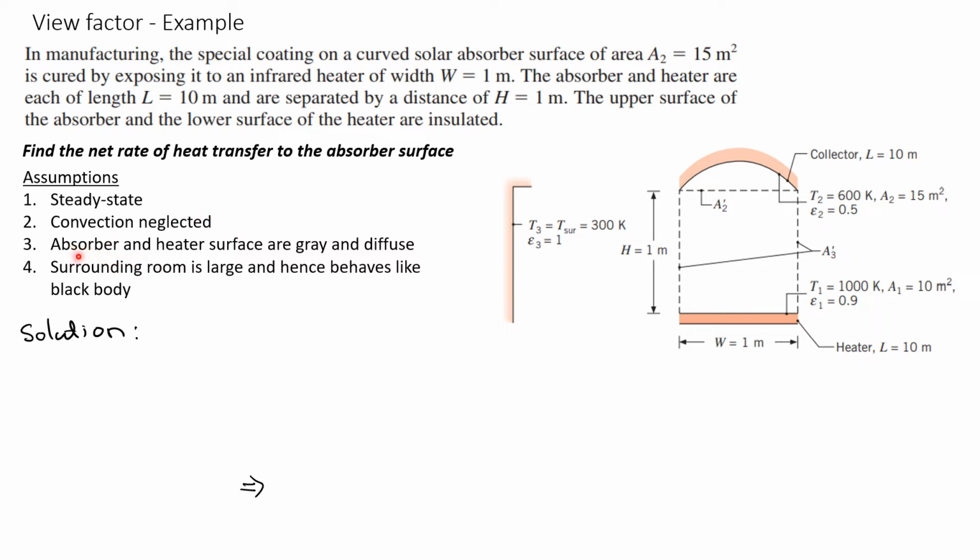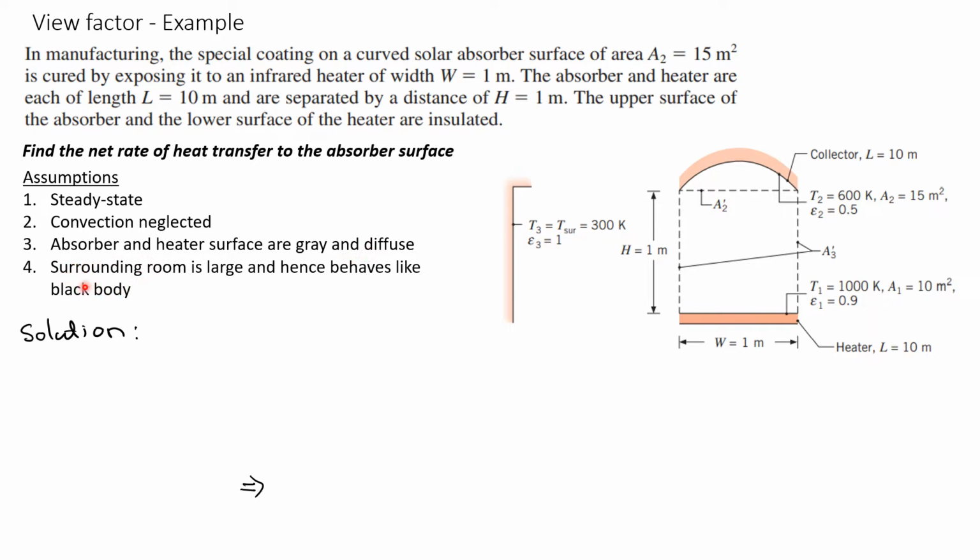We are assuming that the heater and the absorber surfaces are gray and diffuse. Gray surface means that your alpha will be equal to epsilon, so your absorptivity will be equal to emissivity, and diffuse means that these surfaces will radiate heat in all directions equally. So the emission from the surfaces will not be directional, it will be equal in all directions.